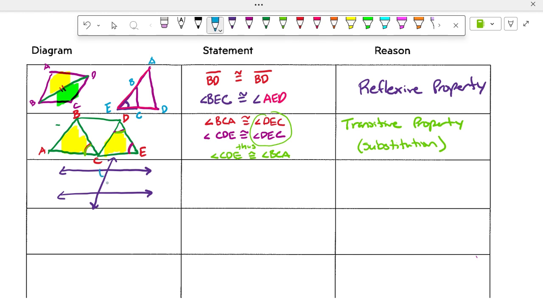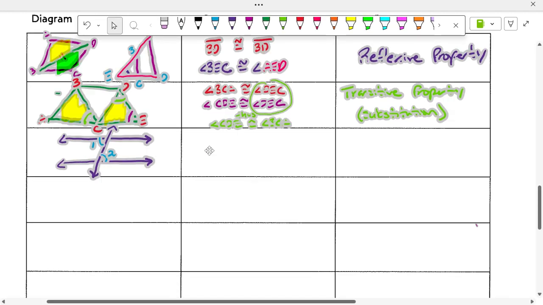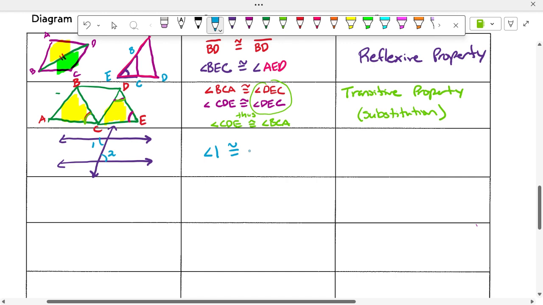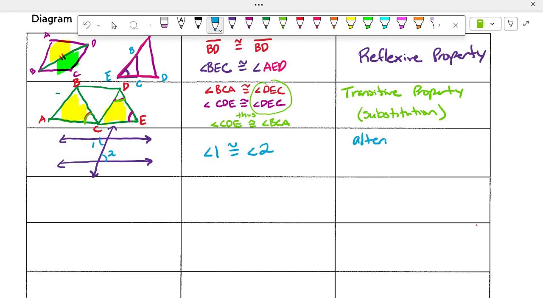So I'm going to mark these two angles, and I'm going to call this angle 1 and angle 2. So I'm going to say that angle 1 is congruent to angle 2. Why? Who remembers what property tells us why that is? Let's review for math 2. Alternate interior angles. So the reason is alternate interior angles in parallel lines are congruent.